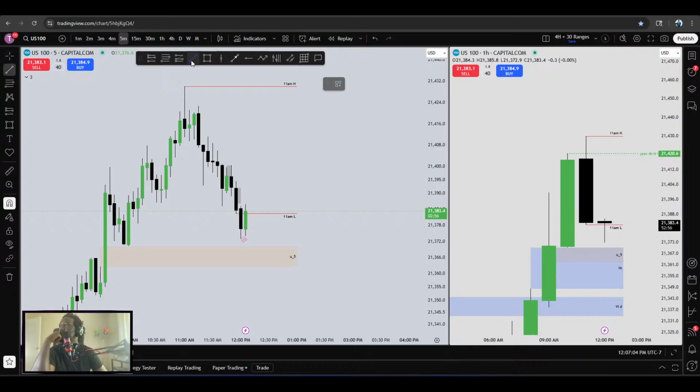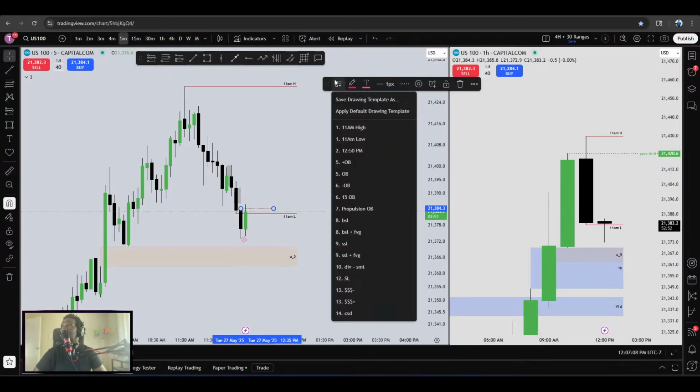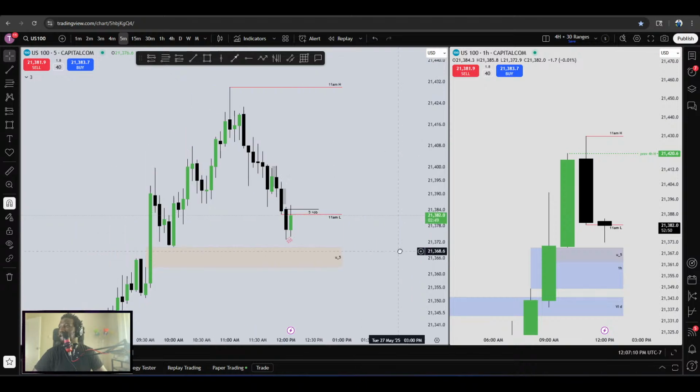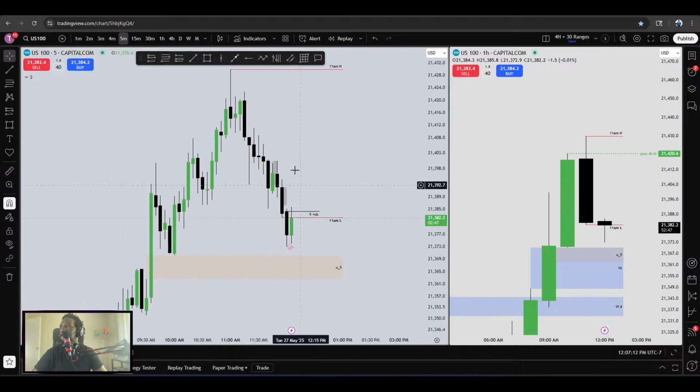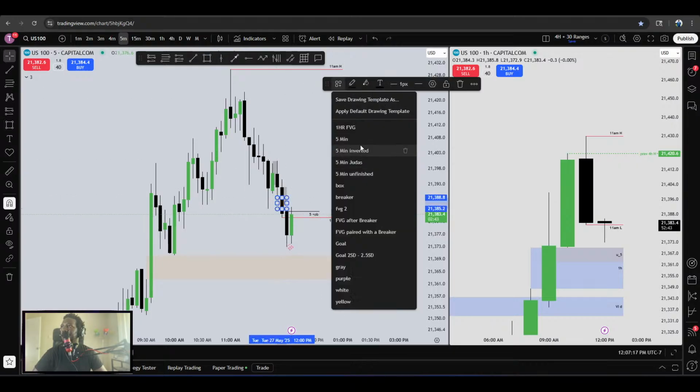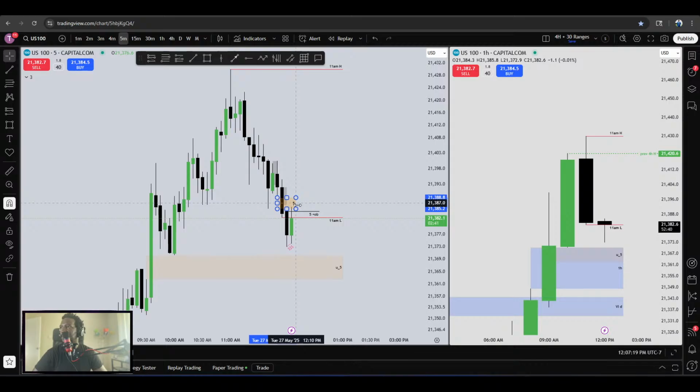Okay, this is a potential 5-minute order block that we'll see if it's gonna form. And this was that 5-minute fair value gap that's currently acting as support, as resistance, at least in this 1 hour period.